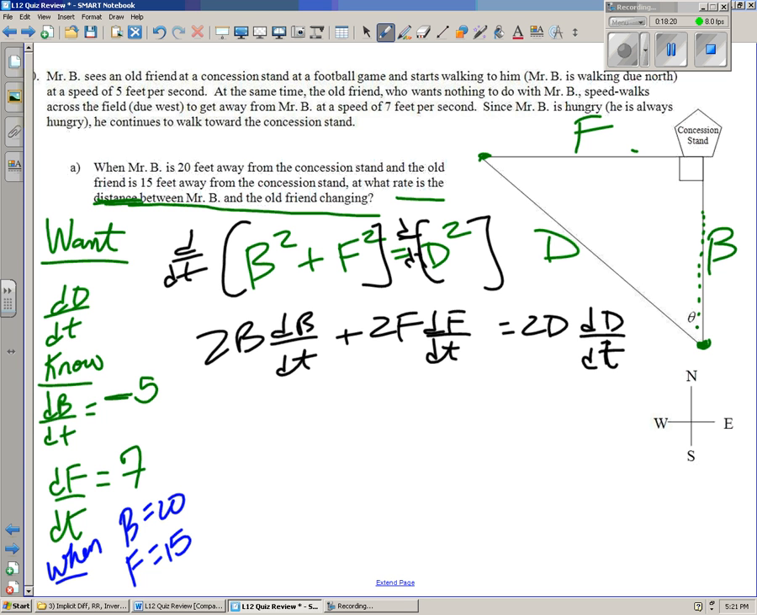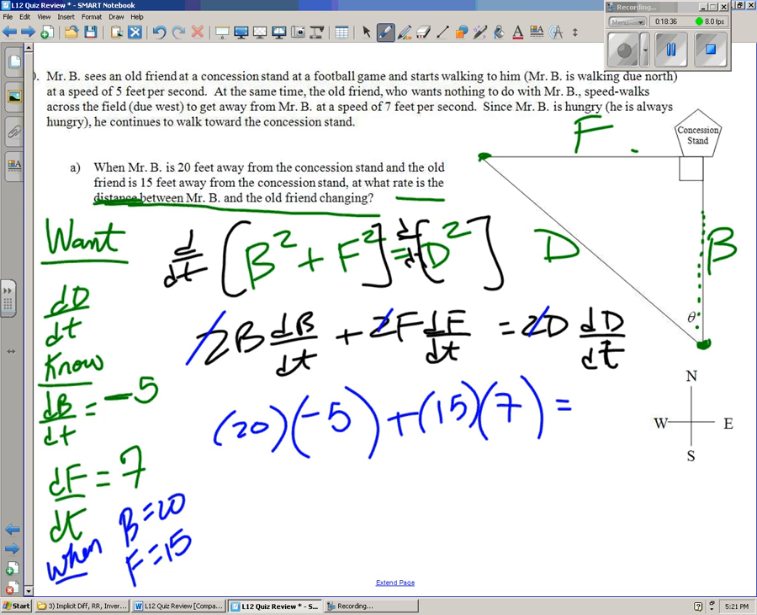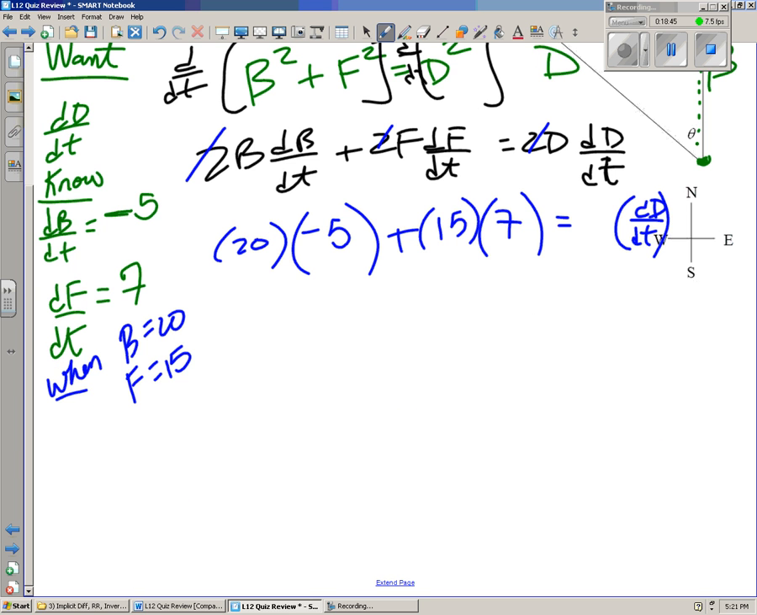So now let's see what we know. By the way, the 2's can divide out, so that makes it a little easier. So B is 20, dB dt is negative 5, plus F is 15, times dF over dt is 7, equals, oh, we don't know big D at this point, so we're going to have to figure that out, because dD over dt is what we want at the end. So when B is 20 and F is 15, we flash freeze time. And so B is 20, F is 15, and you can use the Pythagorean theorem, or you can know that your triple says this is a 3, 4, 5 just multiplied by 5. So big D is actually 25.